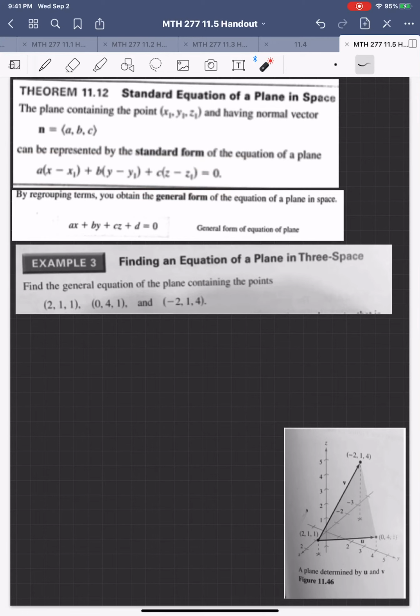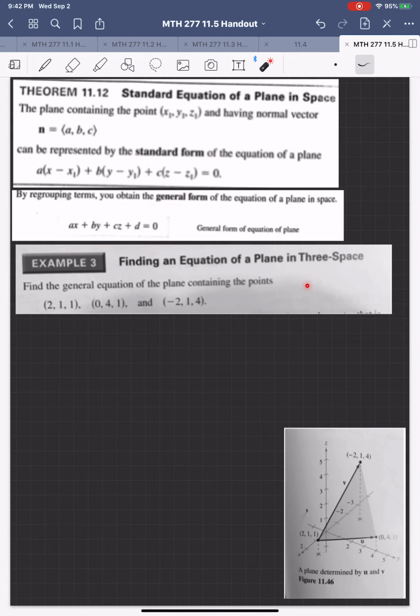Let me restate that. It's not solved for 0. How do I want to state that? Well, you could distribute the A, distribute the B, distribute the C, and then combine like terms. Regroup and combine. So let me restate: in its current form, this is what we refer to as the standard form of the equation of a plane. If you go through the process of distributing all that out and combining like terms, you can also produce the general form.